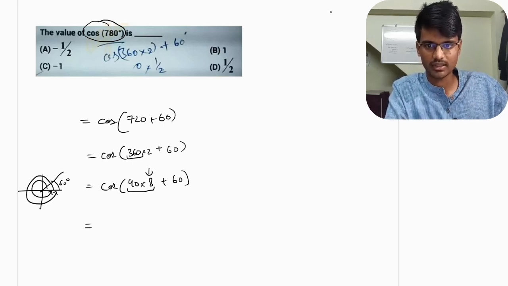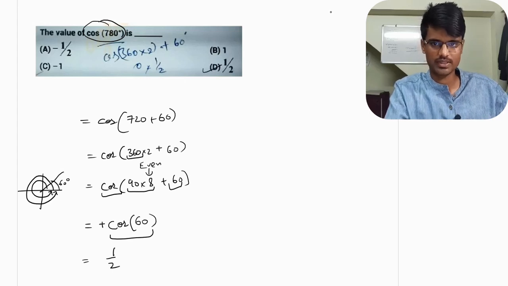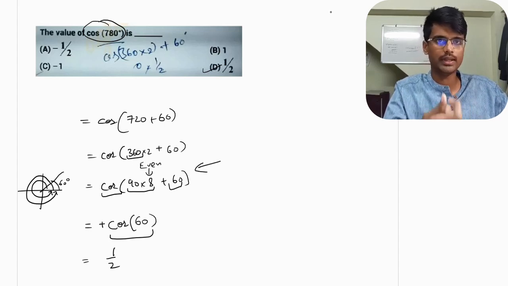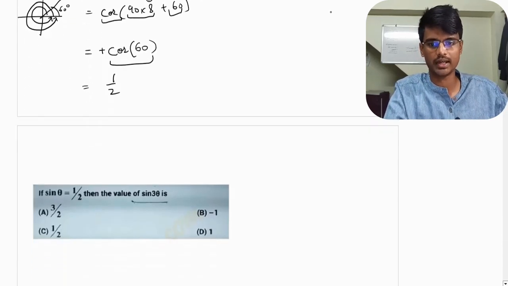This is an even thing. 90 times an even number, which means our cos, the trigonometric function, remains the same. And this will come directly here. The sign, because we are in the first quadrant, is plus. What is cos 60? We know that, right? 1 by 2. Option D. So this is how you do it. For the method that I have used here, you have to follow my videos. There I have discussed the method. Using that, you can find the trigonometric ratio of any given angle using the standard angles.